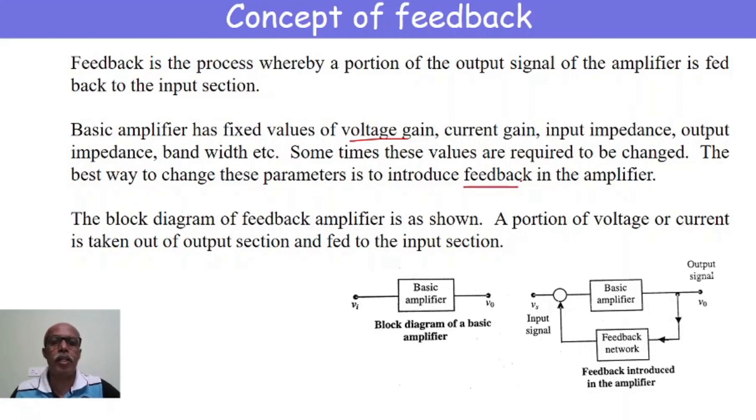The better way to change all these parameters is to introduce feedback, in the sense of supplying a little amount of output back to input, right? That we call the feedback. And this is the block diagram of a feedback amplifier. This is the basic amplifier, and this is the input terminal, this is the output terminal. The output is supplied back to the input using a network called the feedback network.